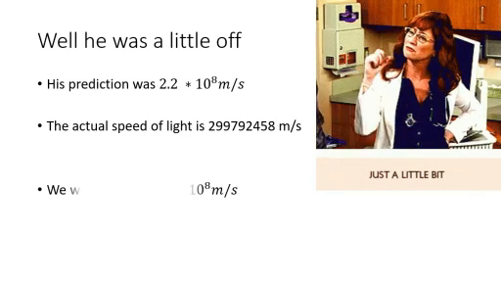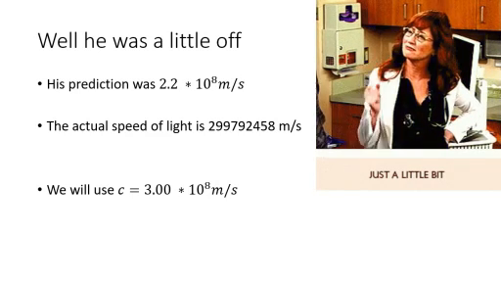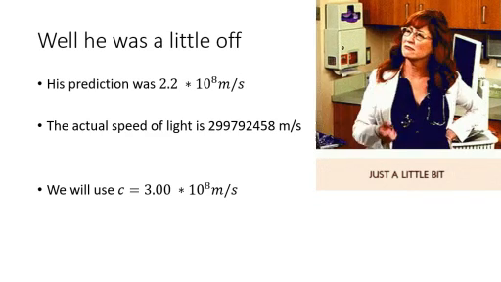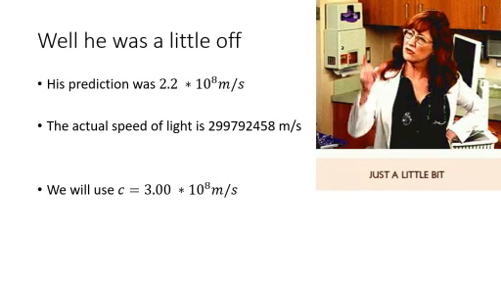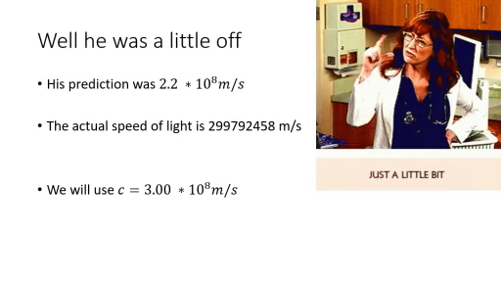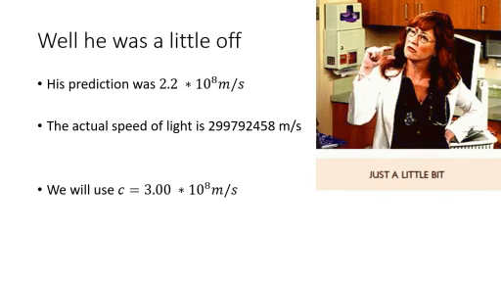I'm sure there's a decimal in there. But what we will use is 3 times 10 to the 8th meters per second. We'll just round it because it's going to be easier than trying to type that long number in. Way back in the day, in the 1700s or something, he was fairly close. I mean, 2.2 out of 3.0. He's off by hardly anything.